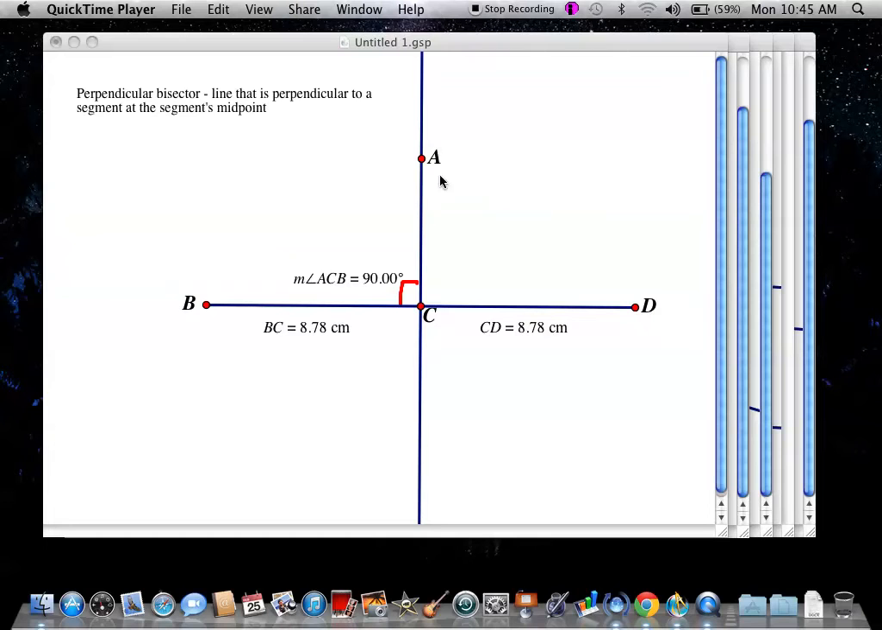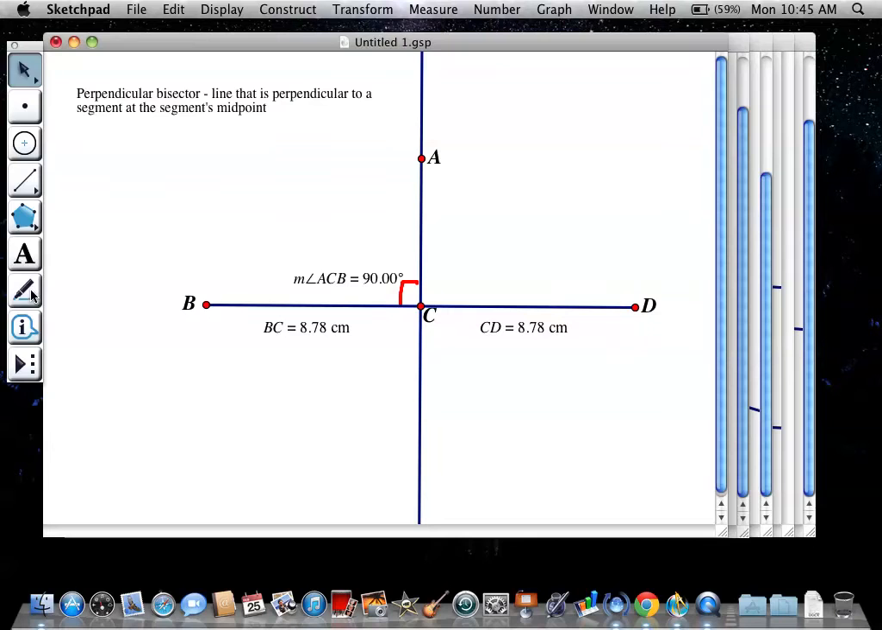So, line AC here is a perpendicular bisector of BD because it forms a 90-degree angle, so it's perpendicular, and it goes to the midpoint C. And C is midpoint because BC is 8.78 and CD is 8.78. So line AC would be the perpendicular bisector of line segment BD.